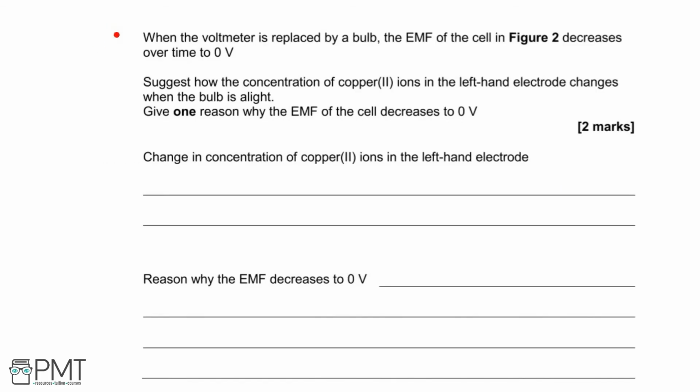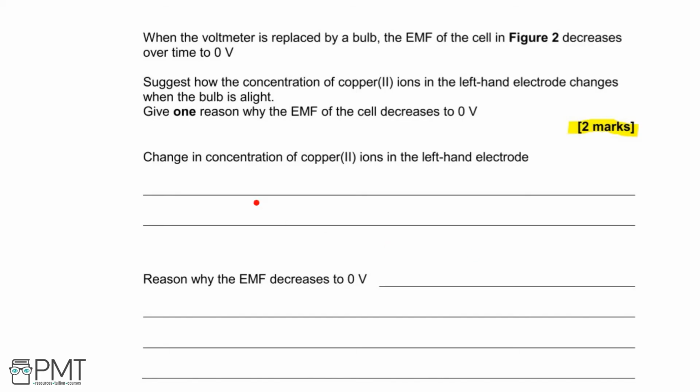When the voltmeter is replaced by a bulb, the EMF of the cell in figure 2 decreases over time to 0 volts. Suggest how the concentration of copper 2 ions in the left-hand electrode changes when the bulb is alight. Give 1 reason why the EMF of the cell decreases to 0 volts. This question is worth 2 marks, so we can expect to see 1 mark for each part. So as it's just 1 mark for each part, we just need to state each of these rather than giving any amount of justification to those answers.